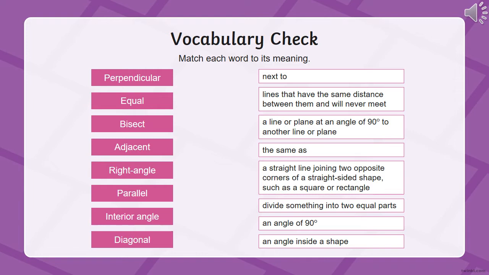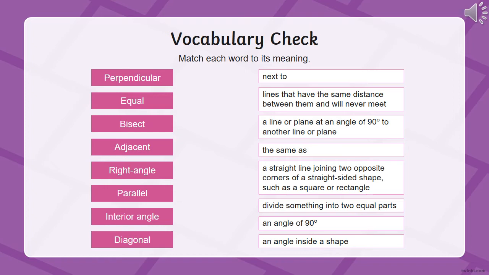So, perpendicular means a line or a plane at an angle of 90 degrees to another line or plane. Equal means the same as. Bisect means divide something into two equal parts. Adjacent means next to. Right angle is an angle of 90 degrees.